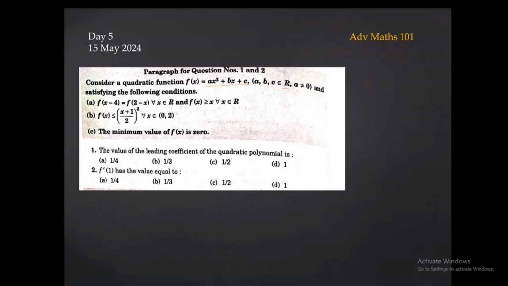We need to find basically a in the very first question, and first we need to find f dash 1. For that we will also need the value of b. So let's see. First of all, the question says that we have f of x minus 4 equals f of 2x minus, for all x belonging to real numbers, and it is also given that f of x is always greater than or equal to x for all x belonging to R.